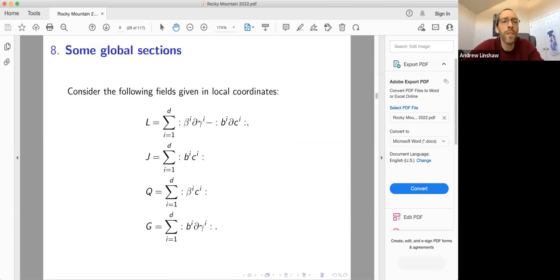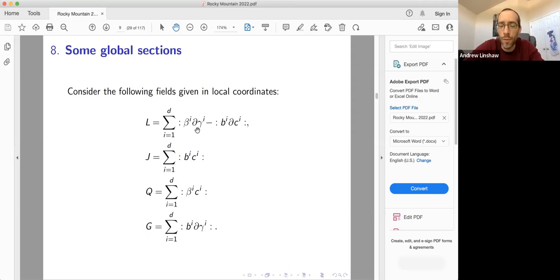Okay, so now there are certain global sections that are written down in the original paper of Malikov, Schechtman, and Vaintrob. Let me talk about these first. First of all, let me write down some fields in local coordinates. So L is the same Virasoro field that I wrote down before.